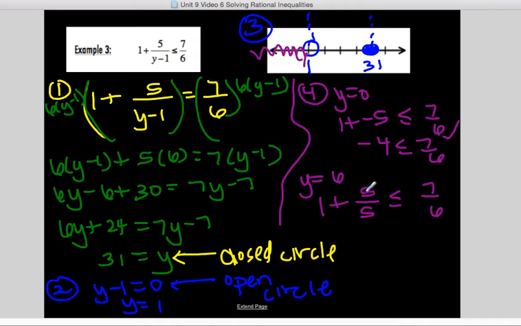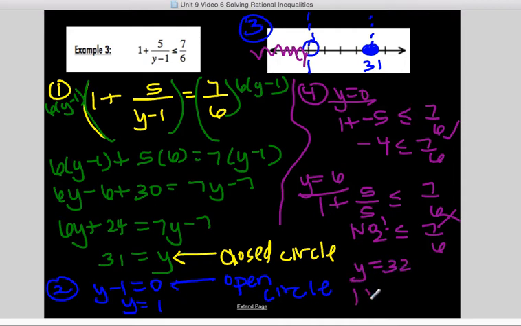So 1 plus 1 is 2. Is 2 less than or equal to 7 over 6? This is 1.16 repeating, so is 2 less than that? No. So this is not an answer. All right, and we have to test one more. Greater than 31. Let's just try 32.